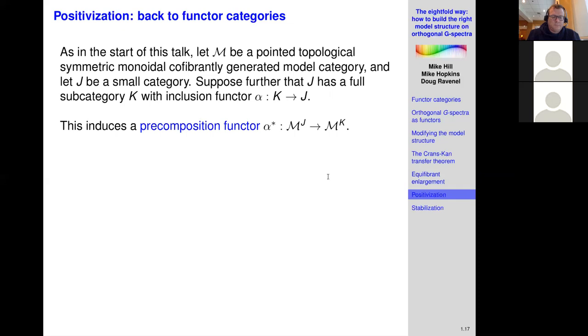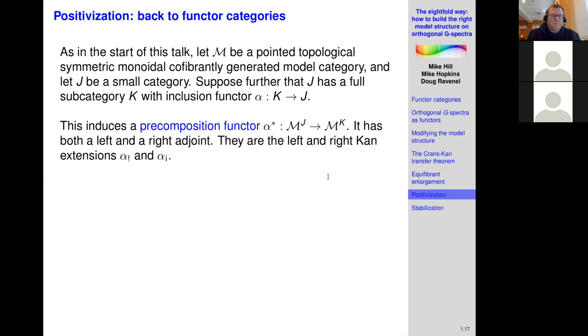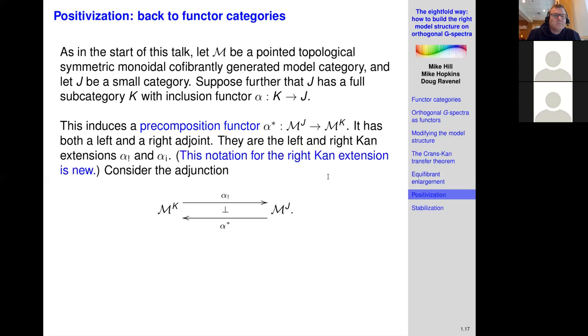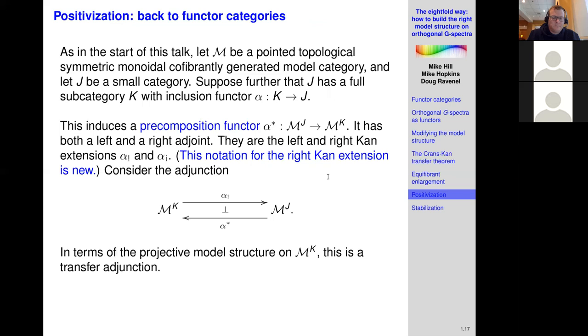If I have a functor from J to M, I can precompose it with alpha and get a functor from K to M. Now, this functor is known to have both a left and a right adjoint, and they are the left and right Kan extensions, denoted by alpha shriek and alpha inverted shriek, as you see there. Anyway, I'm not going to use the right adjoint. I'm only going to use the left adjoint. So I've got an adjunction here as indicated. And it's a transfer adjunction.